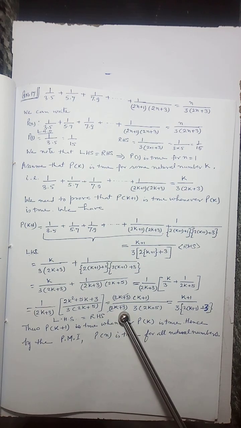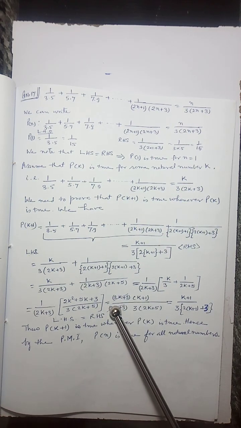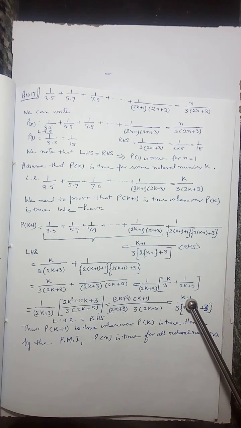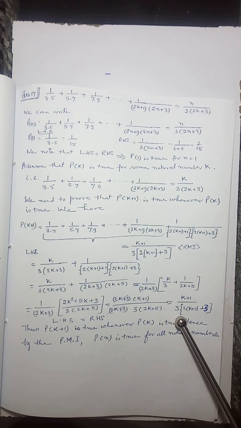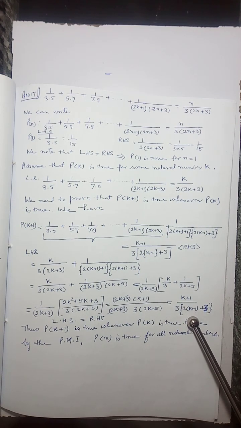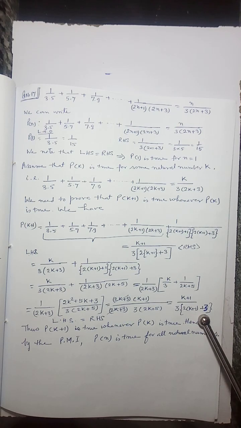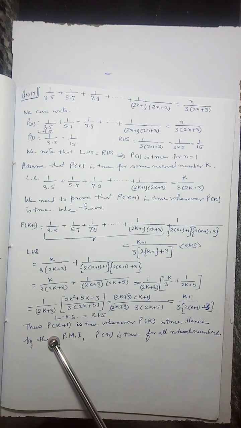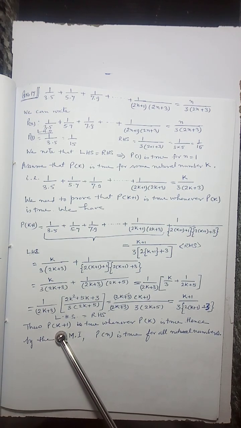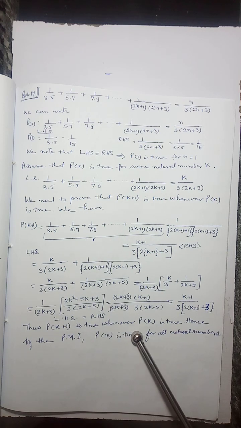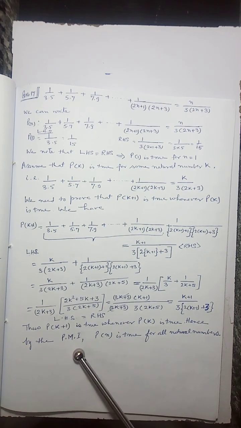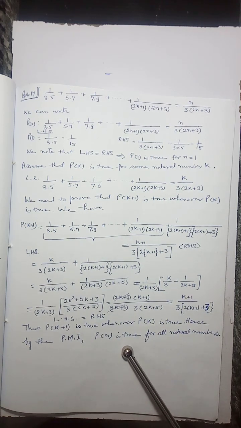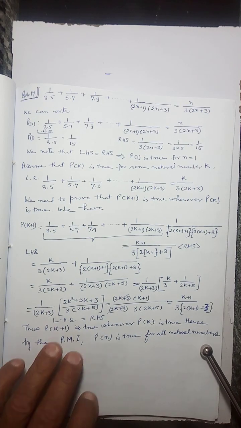So 2k plus 3 and 2k plus 3 from the numerator and denominator can be cancelled. We are left with k plus 1 upon 3 inside the bracket. This can be written like this, 2k plus 1 bracket closed plus 3. Thus Pk plus 1 is true whenever Pk is true. Hence, by the principle of mathematical induction, Pn is true for all natural numbers.